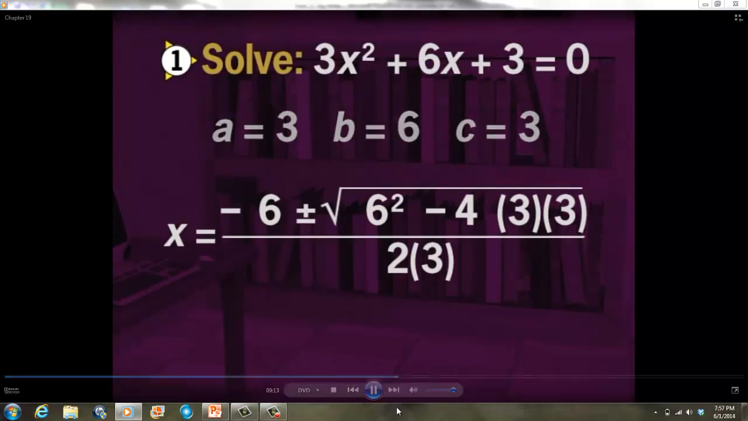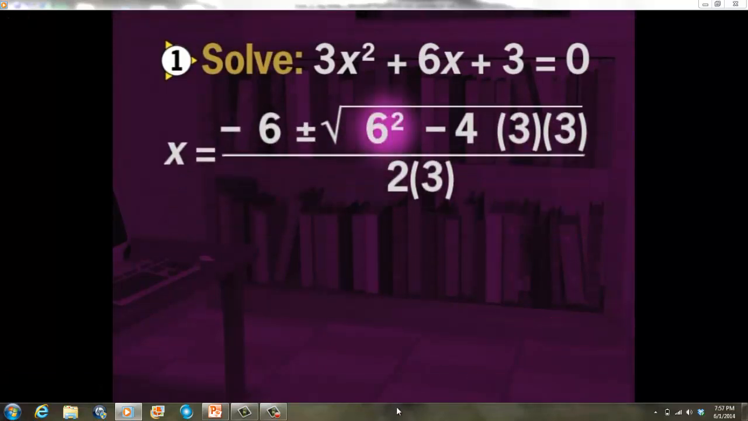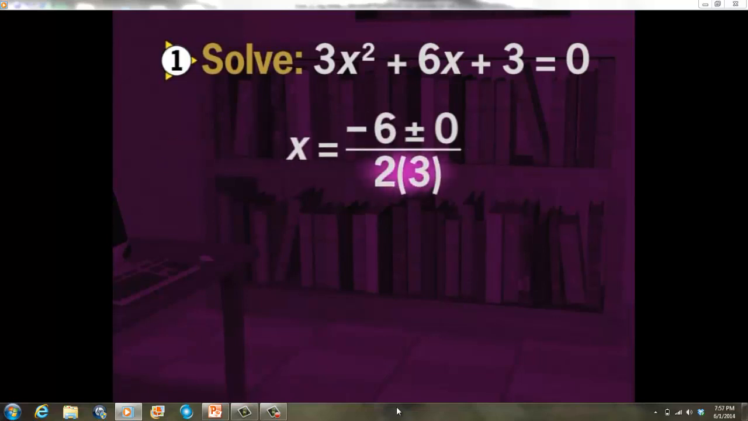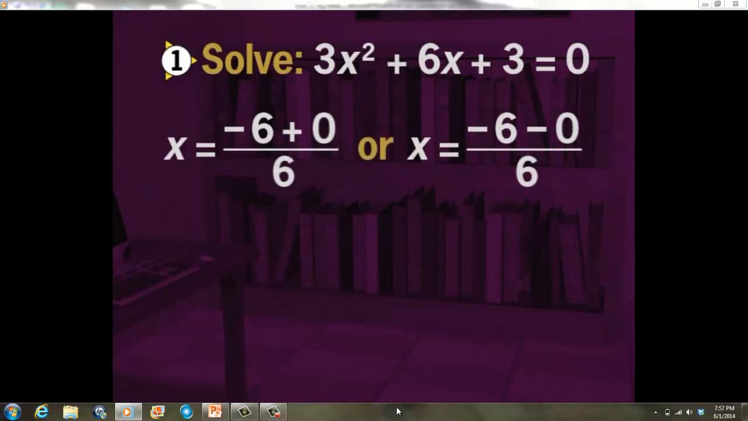Next, we simplify. 6 squared is 36. 4 times 3 times 3 is 36. 36 minus 36 is 0. The square root of 0 is 0. 2 times 3 is 6. Write the two separate equations. X equals -6 plus 0 divided by 6, or x equals -6 minus 0 divided by 6.